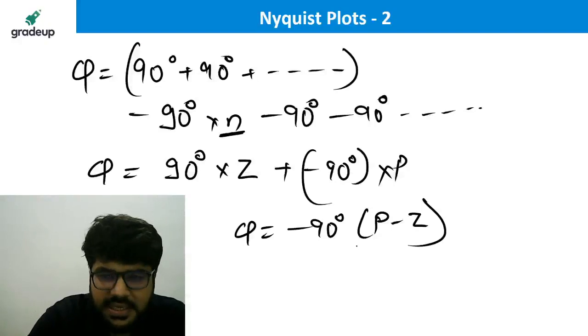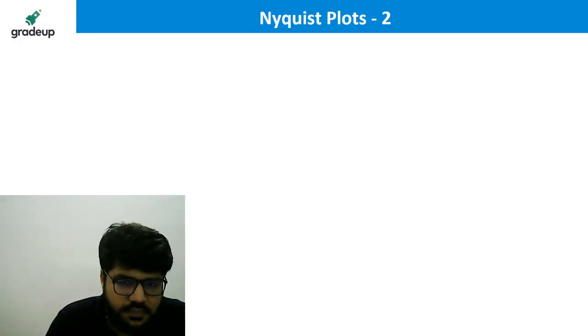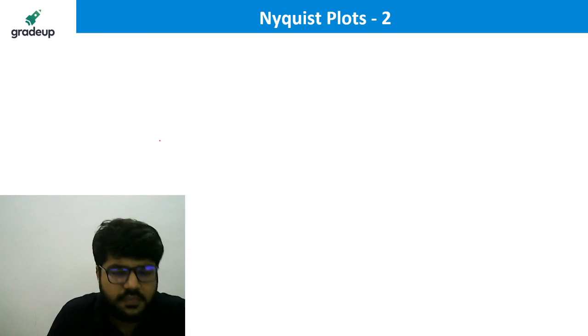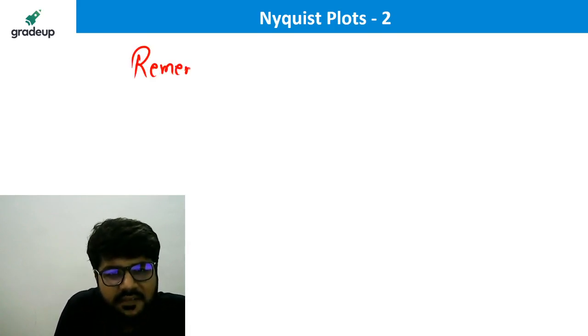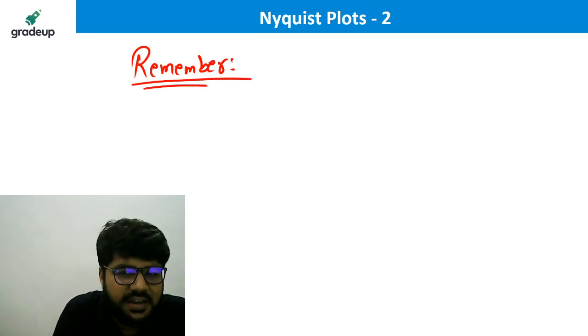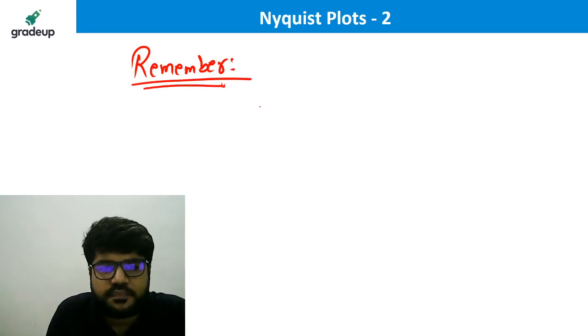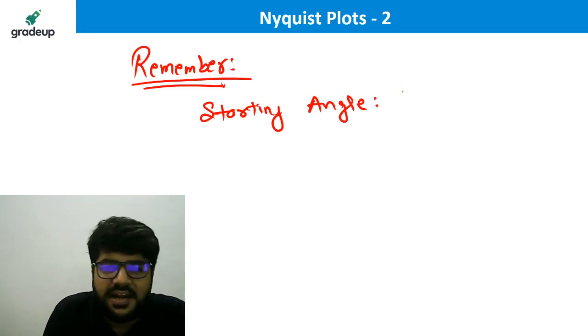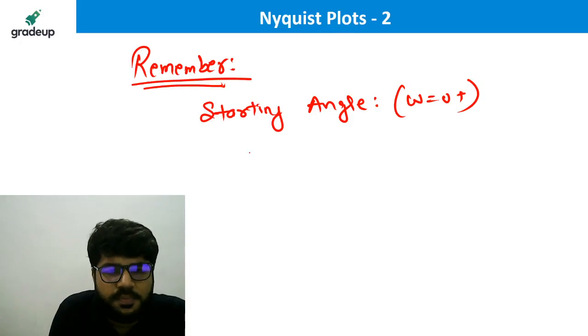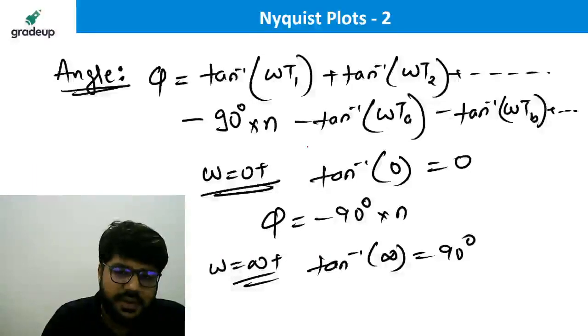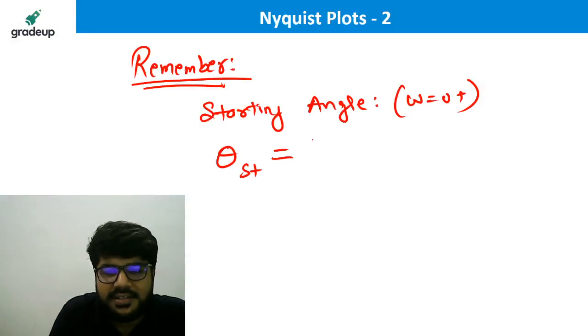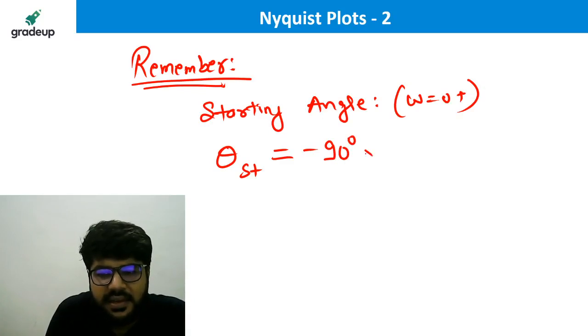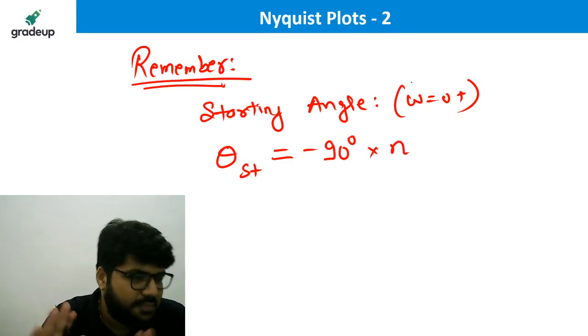Okay, so just remember this. Just remember my final way of sketching the polar plot with the case of angle. Starting angle means omega equal to 0 plus. I am going to call it, in short, theta starting, and that is given by the formula minus 90 degree into n, where n is the number of poles at origin.